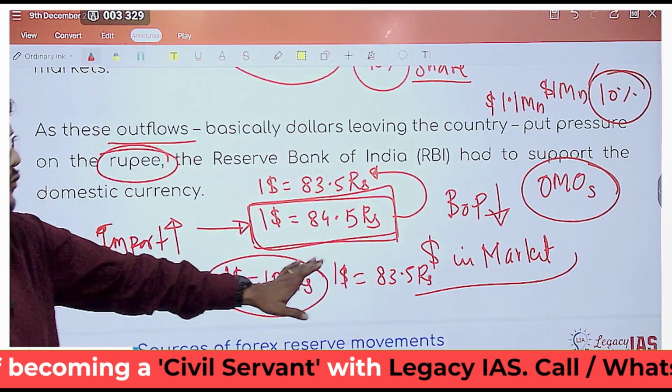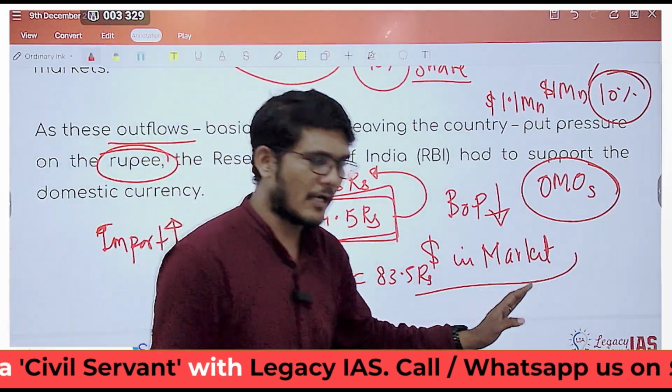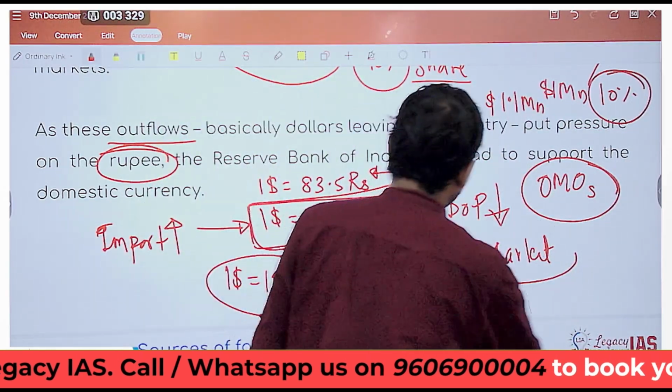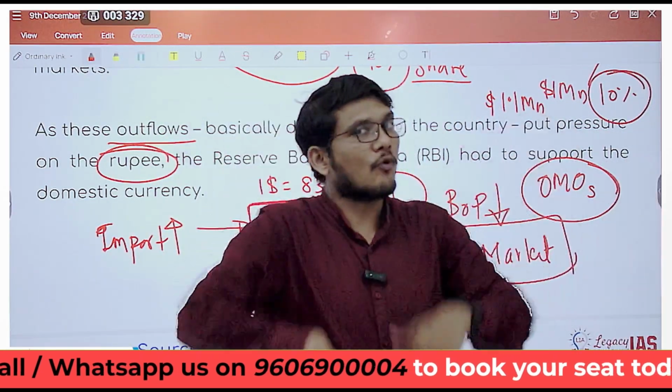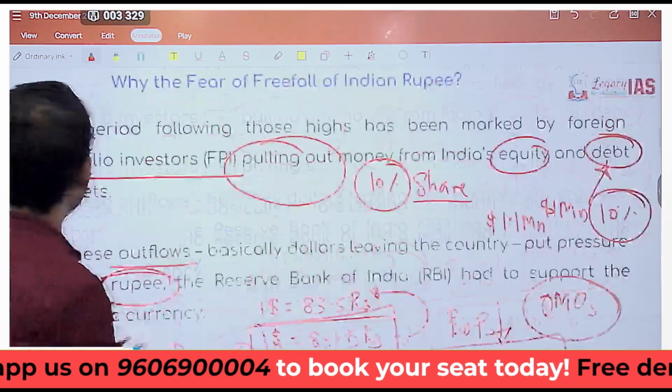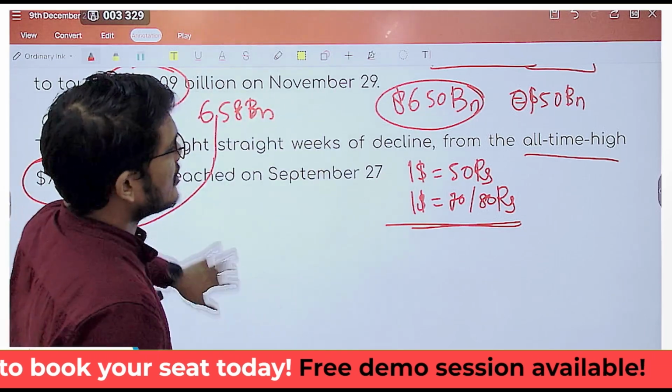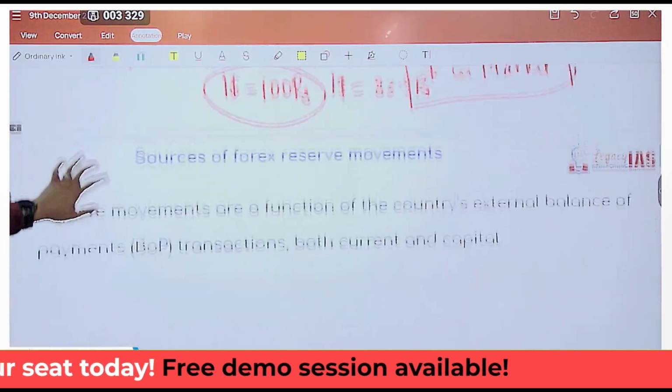I hope you understood this. So this is what the RBI would be required to do, and this is what the RBI did. And to put dollars in the market, what will the RBI do? Take it from its own fund. That is why from $705 billion, we went back to close to 650, but again that is further increasing.